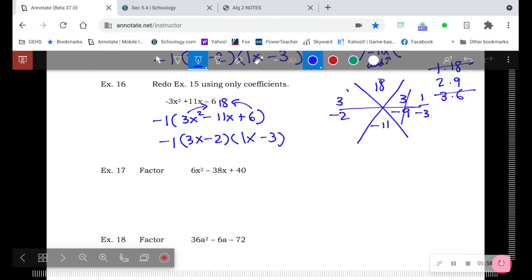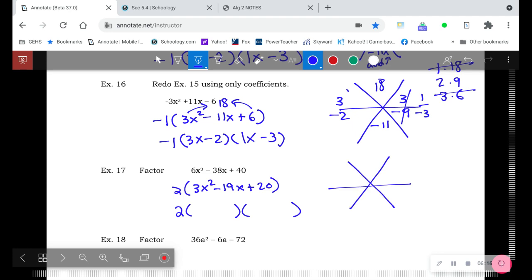Okay, the common factor on the next one is 2. So we're going to pull that out, and we get 3x squared minus 19x plus 20. And then we set up our answer, and we set up our star. Okay, on the wings, we have a 3. Multiply the 3 times the 20, and you get 60.